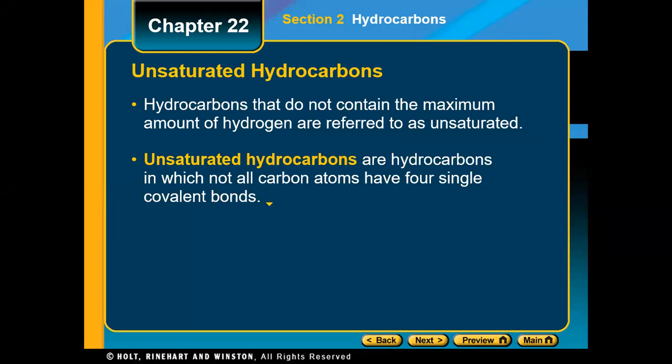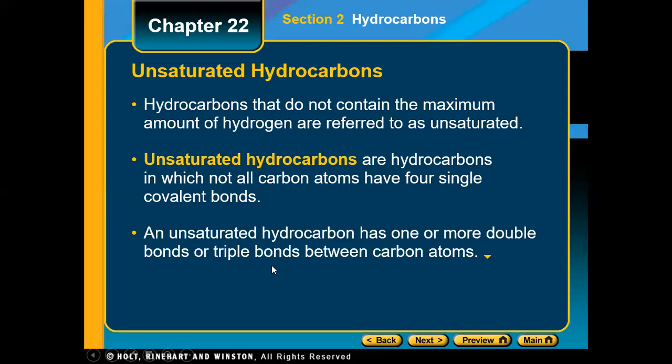As you can read here, you can also refer to the hydrocarbons as those that have not only single covalent bonds, but they can have a double bond or even a triple bond. When they have all single bonds, then they are saturated. When they have all the hydrogens that they can handle, they are saturated. And again, an unsaturated hydrocarbon has one or more double bonds or triple bonds between the carbon atoms.